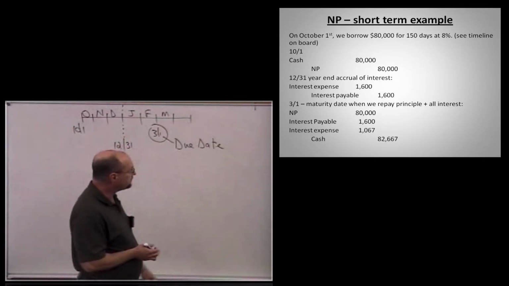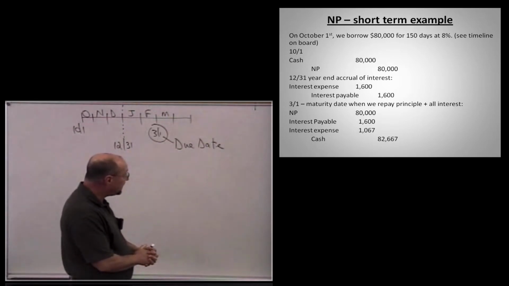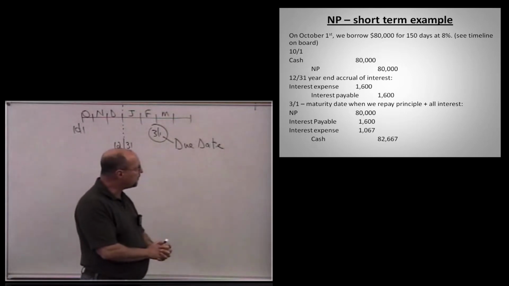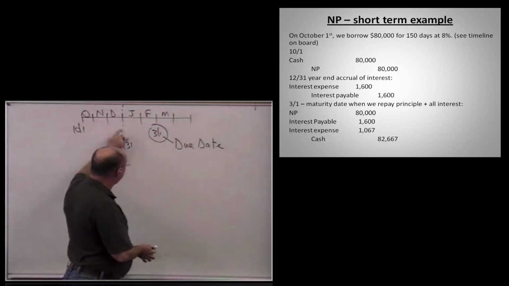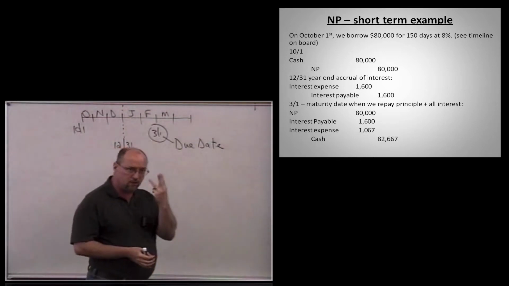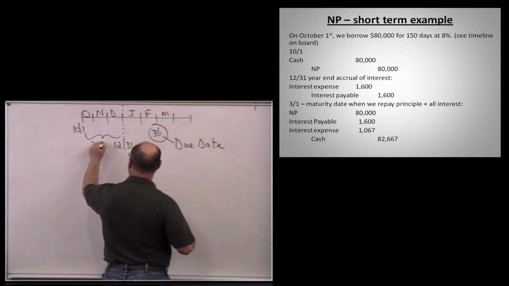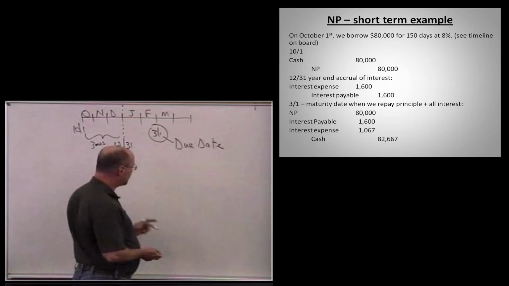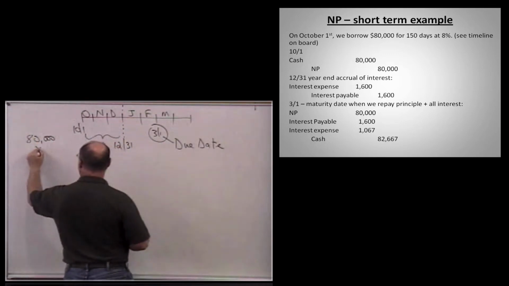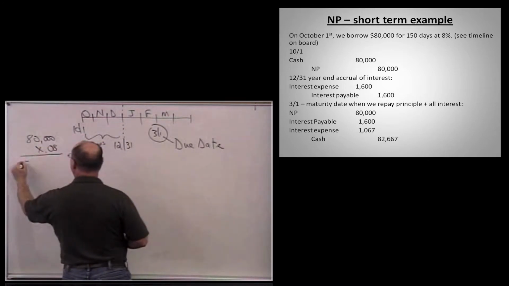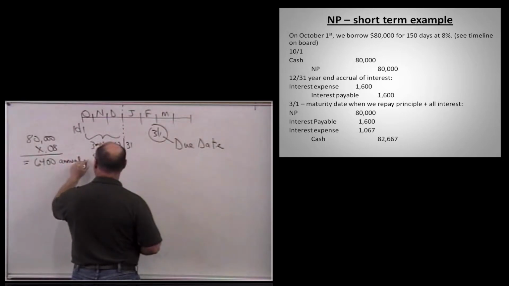Okay? So on October 1st, when we borrow the money, we debit cash, excuse me, credit notes payable. And now December 31st, 3 months later, I have to accrue 3 months interest, for the months of October, November, and December. So I have to calculate 3 months interest. $80,000 times 8% is $6,400. This is annual interest.